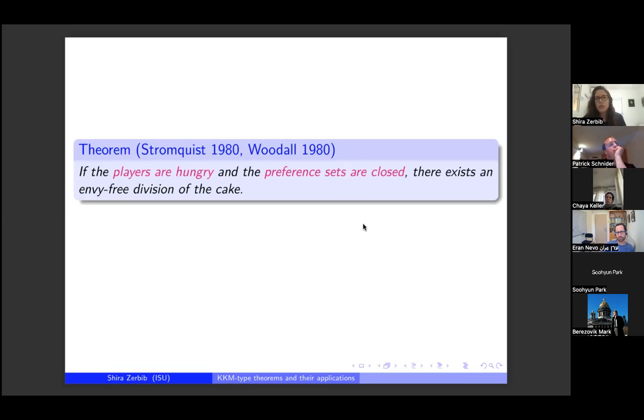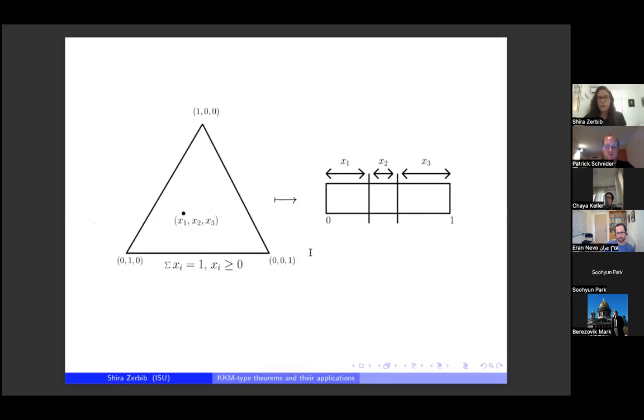And the second condition tells us that if a player prefers piece i in a converging sequence of partitions, then it prefers piece i also in the limit partition. And the proof is just the KKM theorem. In fact, this theorem is the colorful KKM theorem. So I think that what happened is that Stromquist and Woodall proved the colorful KKM theorem 2 years before Gale, using a different language. So here is how we do the translation.